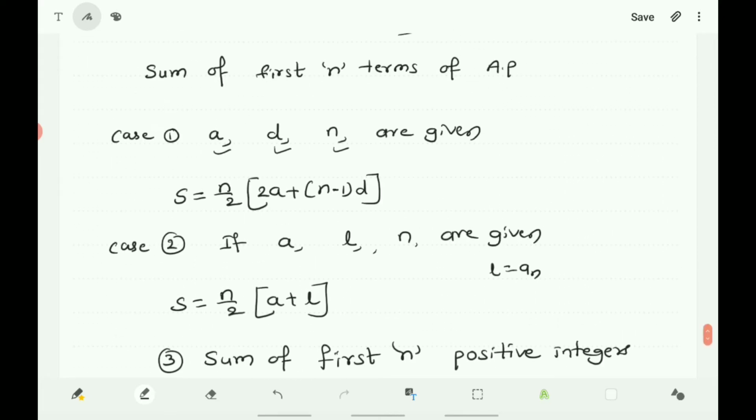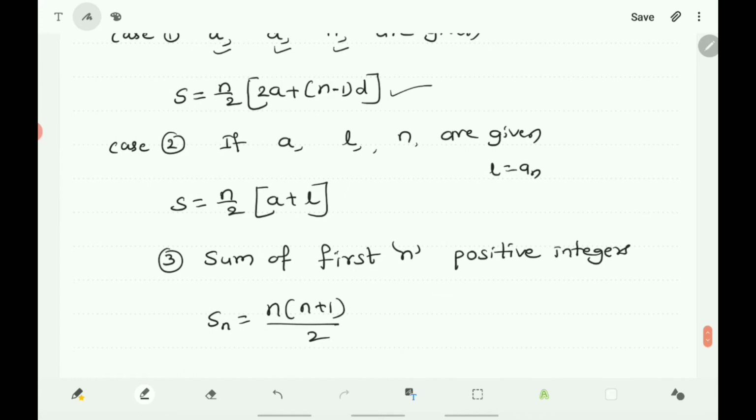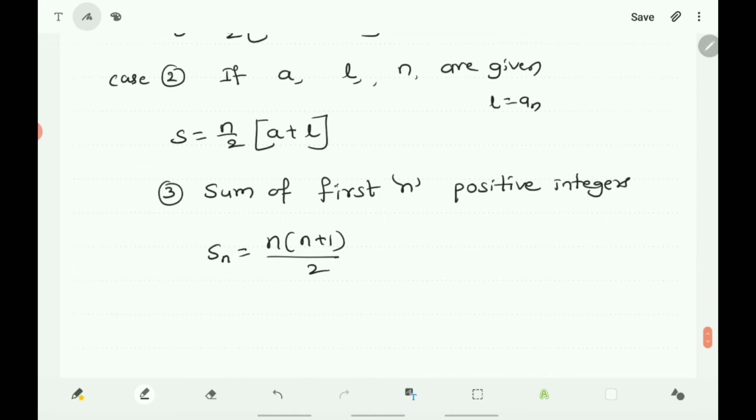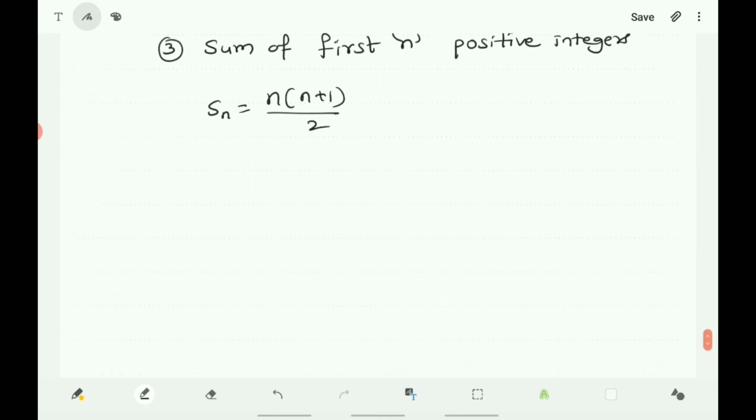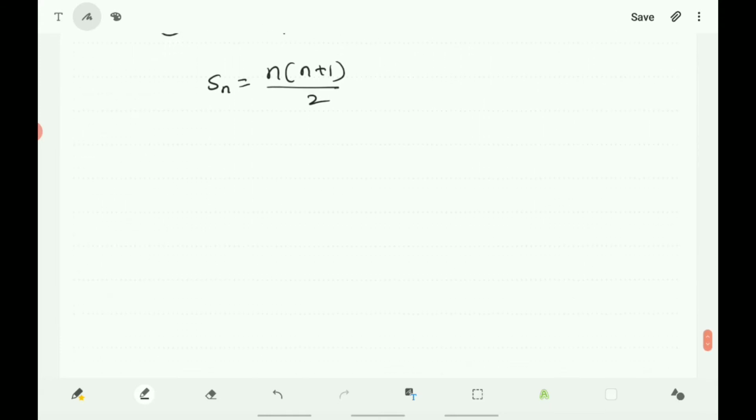Here if A, D and n are given, we must use the formula S equals n by 2 into 2A plus n minus 1 into D. If A, L, n are given, then S equals n by 2 into A plus L. And the formula to find the sum of first n positive integers is Sn equals n into n plus 1 by 2. With the help of these formulas, let us solve the examples in exercise 1.3.